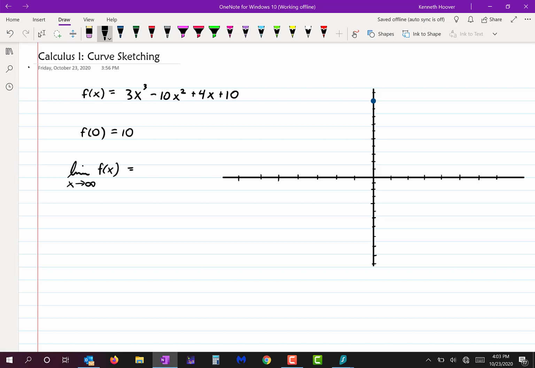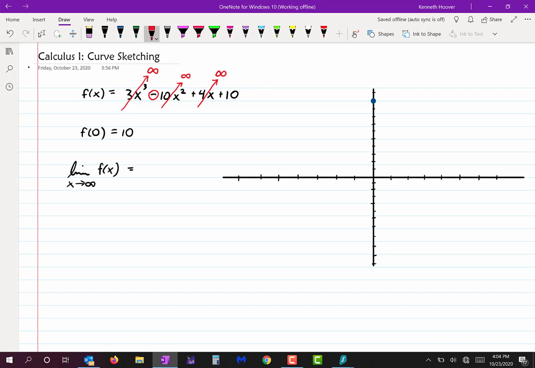And let's see what that's going to be. What's this part going to do? That's going to go to infinity, right? And so is this, and so is this, correct? Now, notice that here we have a subtraction. So this is like saying infinity minus infinity plus 10. I wouldn't say that it equals that, but it's like saying that, right?